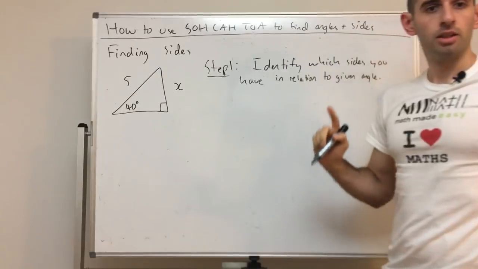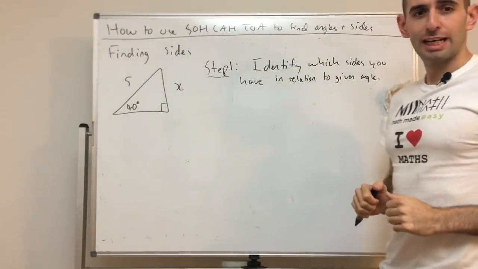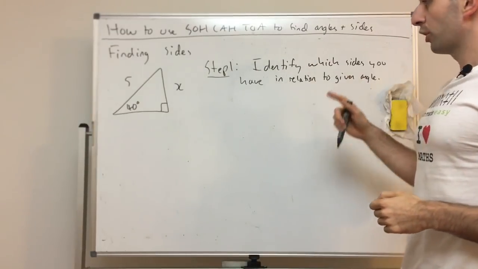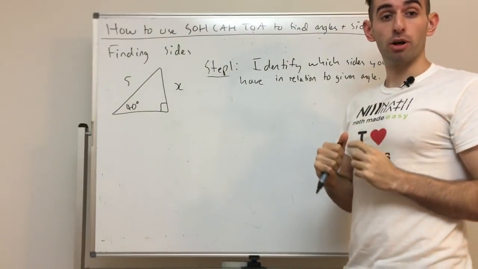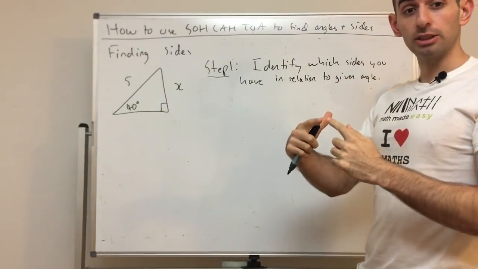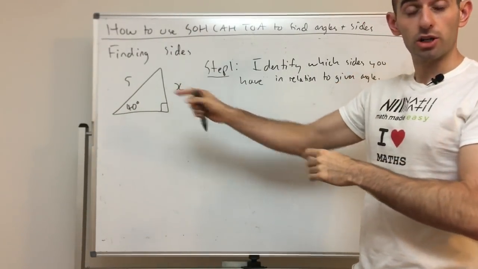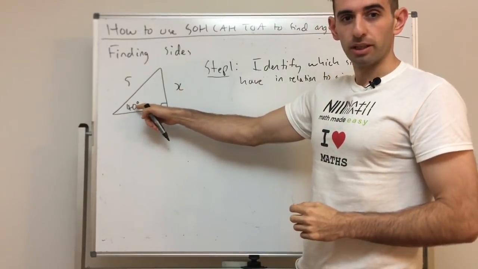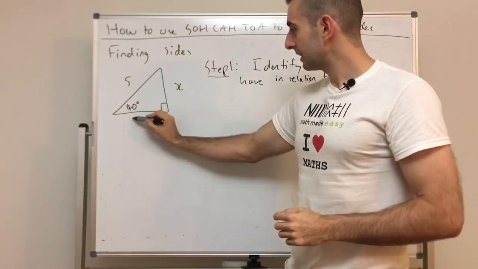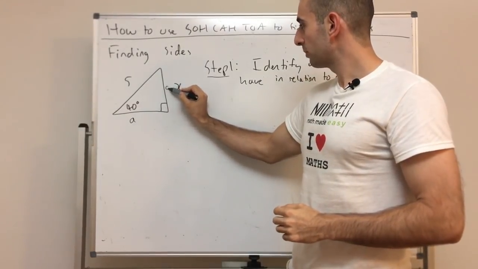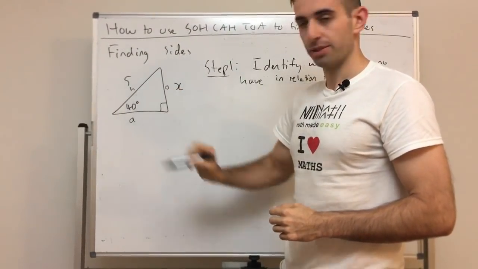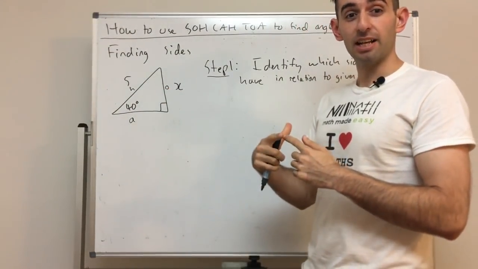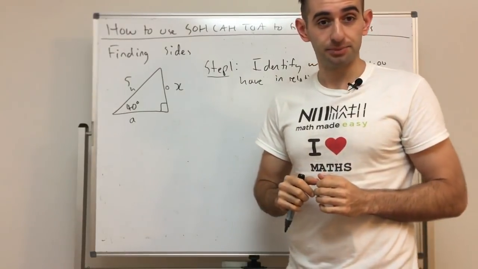Step 1, identify which sides you're given in relation to the angle you're given. That's in terms of opposite, adjacent, and hypotenuse. This can either be a mental process, or as we're studying it, we can actually write it on the diagram, which I recommend if you're beginning. This is the given angle. In relation, this is the adjacent side, this is the opposite side, and this is the hypotenuse. Writing that on the triangle is really going to help you as you're starting out on how to find missing sides and angles.